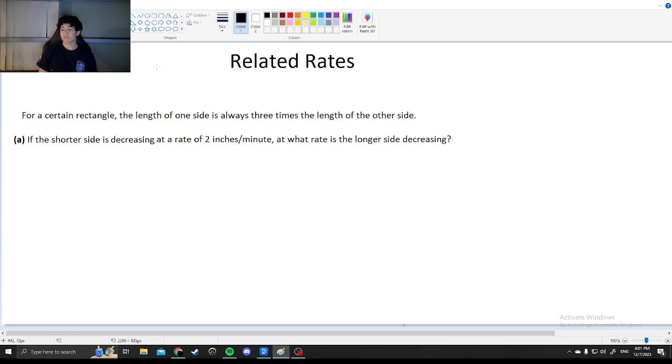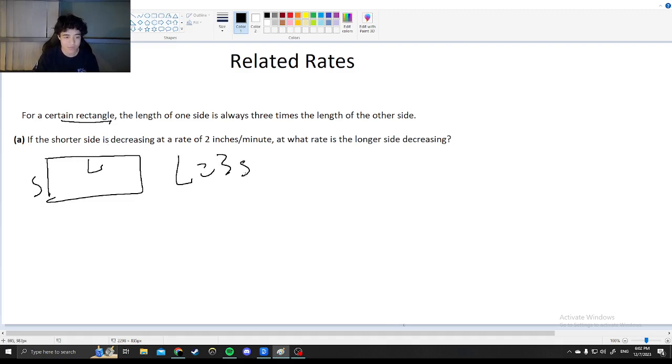So the first step in a related rates problem, once you understand that you're doing one, is to write down all the information that you have. We know that it's a rectangle, so let's draw a rectangle. Drawing is really helpful in related rates problems. When it says the length of one side is always 3 times the length of the other side, we'll label one side S, the short side, and we'll label one side L, because it's long. And we'll say that L equals 3S, because the long side is 3 times the length of the short side.